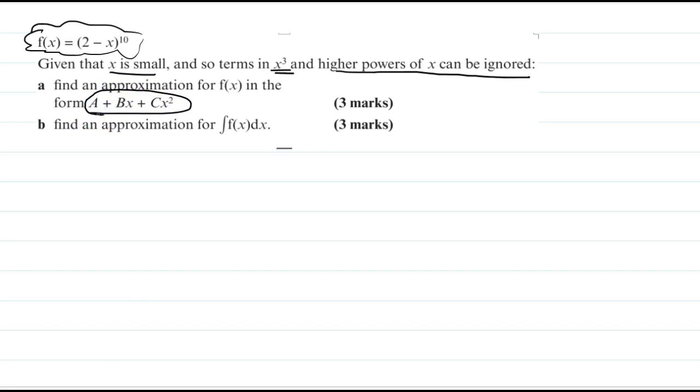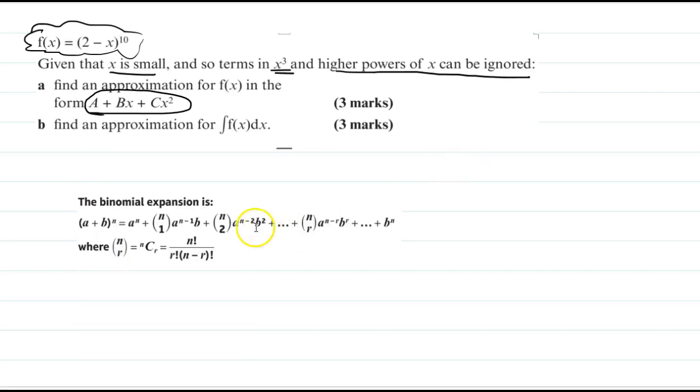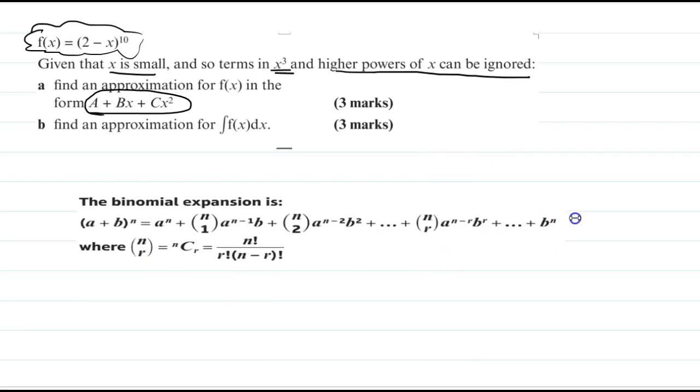Yeah, this is our part a, and part b is to find an approximation for the integral of f(x) dx. So first you should know what the binomial expansion is. Binomial expansion is basically like this: (a + b)^n is a^n + nC1 a^(n-1) b + nC2 a^(n-2) b^2 and so on, where nCr is n factorial divided by r factorial and (n - r) factorial.